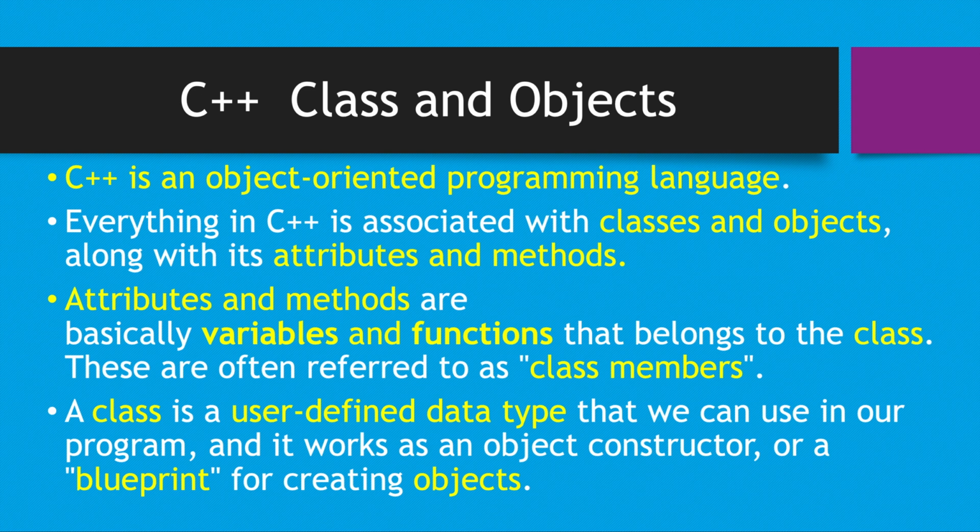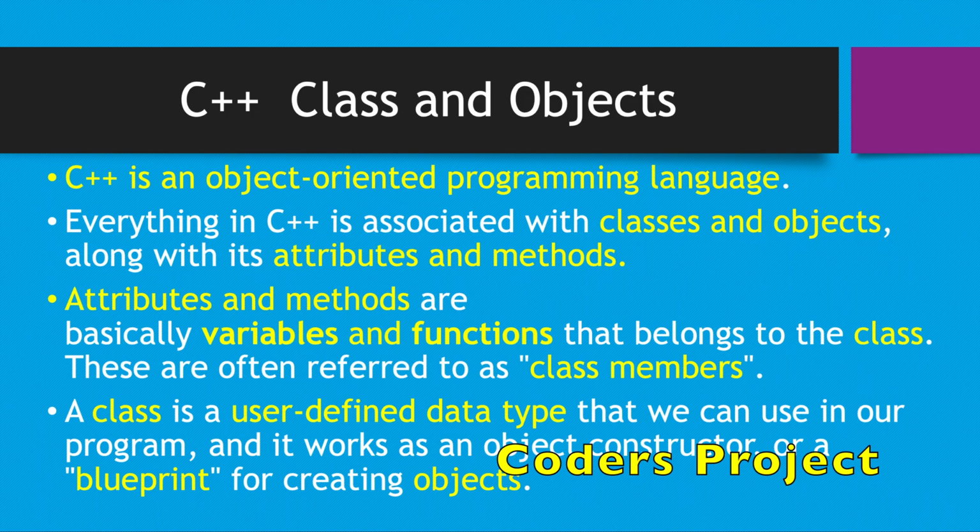Attributes and methods are basically variables and functions that belong to the class. These are often referred to as class members. A class is a user-defined data type that we can use in our program, and it works as an object constructor or a blueprint for creating objects. This is a quick introduction to classes and objects. I'll get in deep into this. Let me show you how you create a class and then an object and so on.